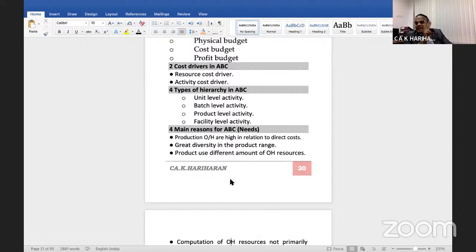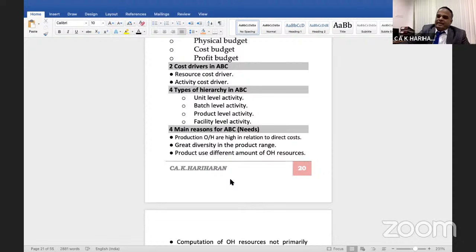Each and every unit I'm going to incur the cost, that means unit level activity. Irrespective of the number of units, if I'm going to incur the cost based on the batch, then it is called batch level activity. Then irrespective of the number of units, irrespective of the batch, the product as a whole, if I'm going to incur the cost, it is called product level activity. To facilitate the production, if I'm going to incur the cost, then it's called facility level activity.